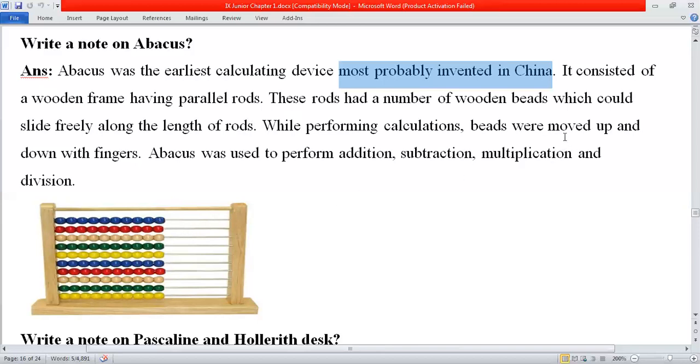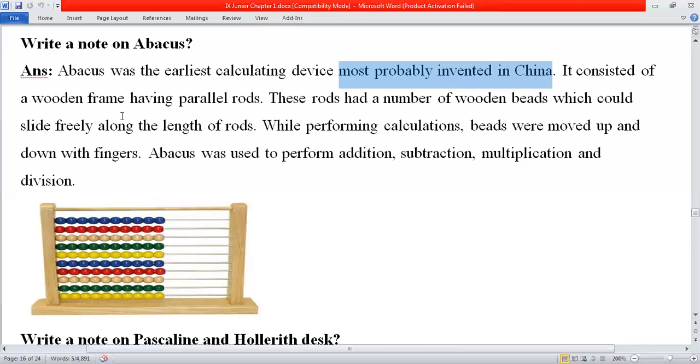Beads were moved up and down with the finger. Up and down means, if the diagram placed in the horizontal position is placed vertically, the beads also move left to right and top to bottom; they can move freely. While performing calculation, beads were moved up and down with the finger. The purpose of the abacus is addition, subtraction, multiplication, and division.